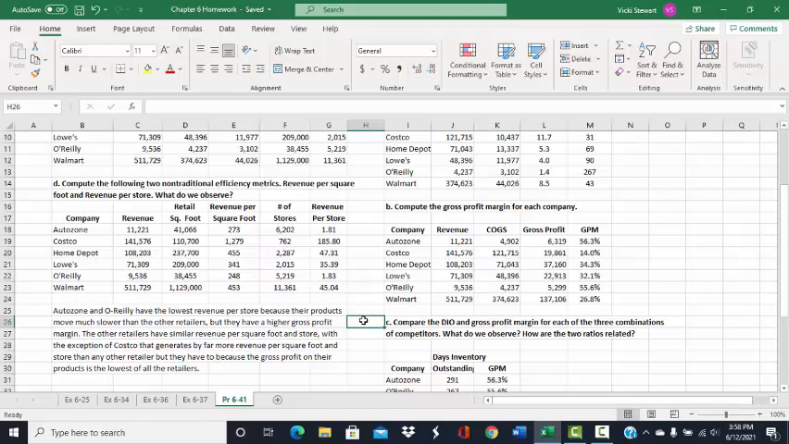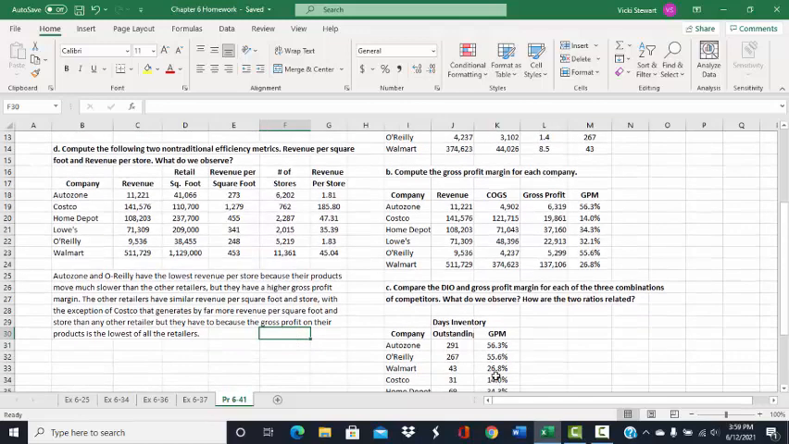The next thing that we notice is that the other retailers have fairly similar revenue per square footage and revenue per store, except for Costco. Costco has a very high revenue per square foot and a very high revenue per store. But we know Costco needs to move that inventory that fast and that much because, remember, their gross profit margin is so low at 14%.